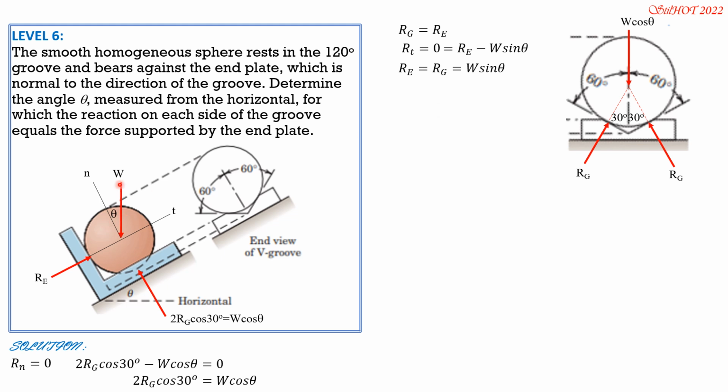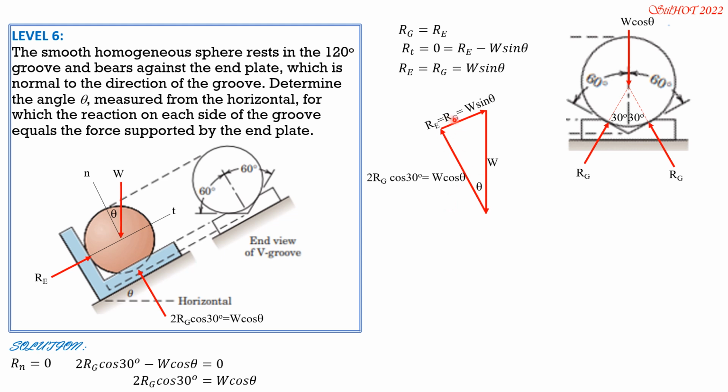Then we draw the force triangle. For this free body diagram, we have W. Then this one is 2RG cosine 30 or W cosine theta. And this one is RE, which is RG, equals W sine theta. So we do not use W sine theta and W cosine theta because tangent of theta is W sine theta over W cosine theta. That is an identity. Instead, we use the reactions.